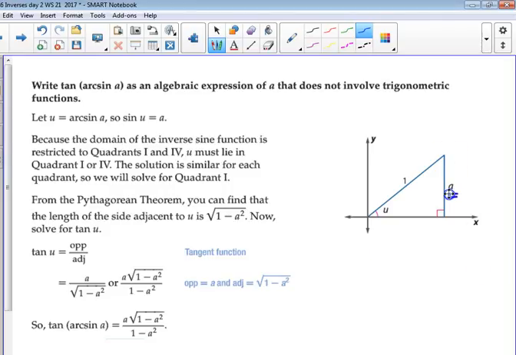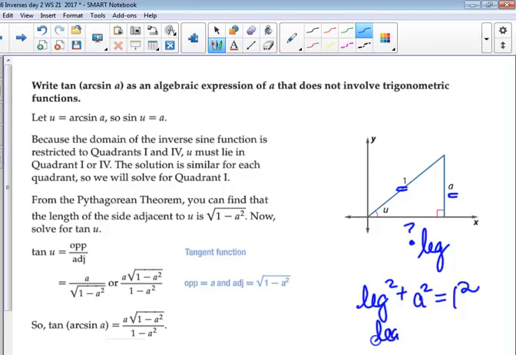If this is a and this is 1, and I want to find something to write here, this is a missing leg, yes? In geometry, we learned leg squared plus the other leg squared equals hypotenuse squared. So to find the leg, leg squared equals 1 squared minus a squared, but 1 squared is 1, right? And then we would square root both sides.